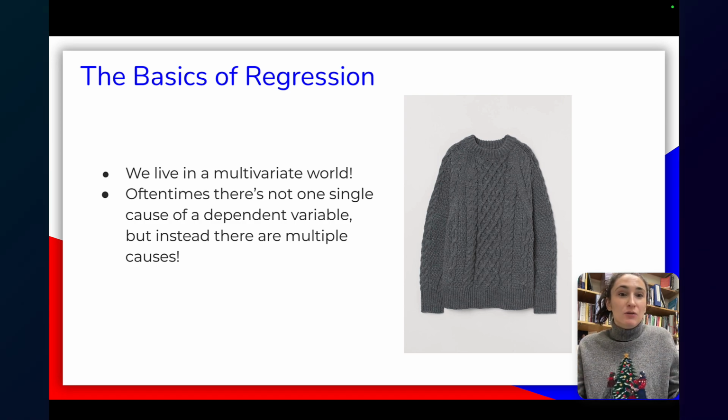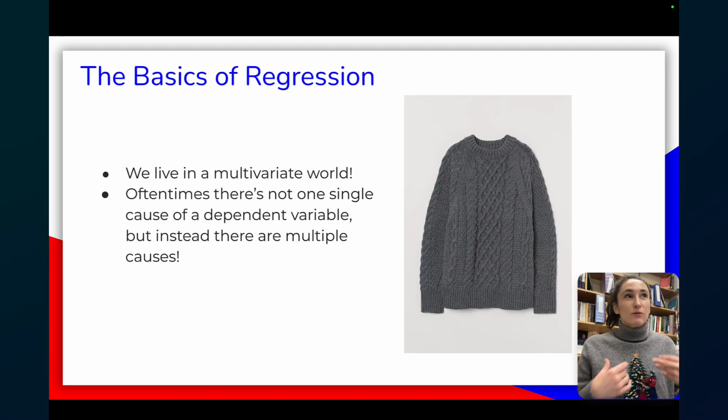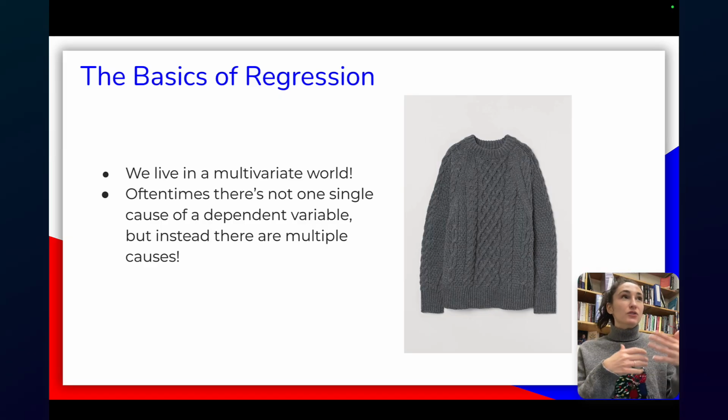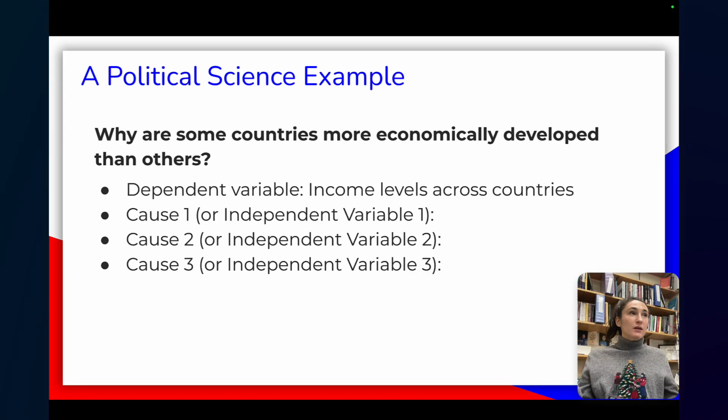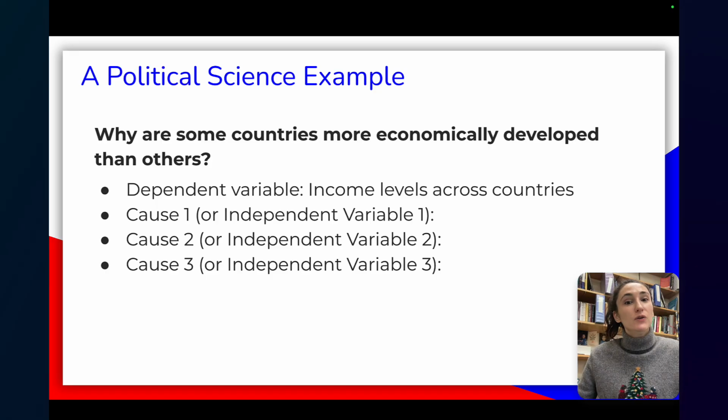In any case, there's not one single cause of a dependent variable, right? There wasn't only one reason that I chose this sweater. There were a lot of reasons that drove me to choosing this specific sweater for today. And this is true of a variety of political phenomena in the world. So if I were to give you an example from political science outside of sweaters, I might ask, why are some countries more economically developed than others? In this case, our dependent variable is maybe income levels across countries. Perhaps you could even do GDP per capita.